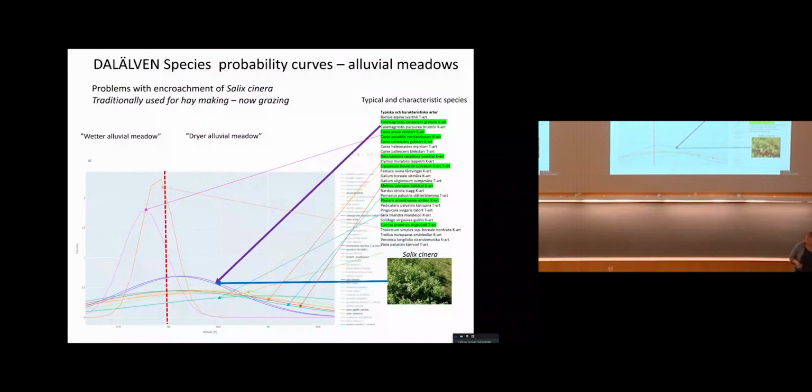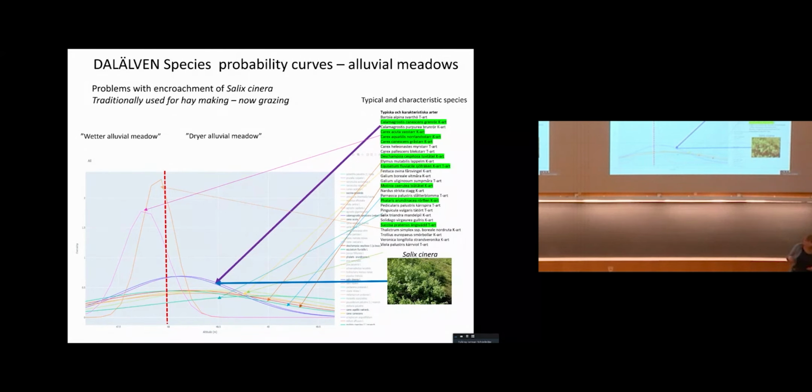inventories that we do. This is an example from the alluvial meadows in Bredforsen. The problem here is that we have an encroachment of Salix cinerea, gråvide, in those areas, so they are becoming bushy, a bushification of them. These kinds of meadows were traditionally used also for haymaking. They were really important for that. They are not anymore. They are, however, grazed.